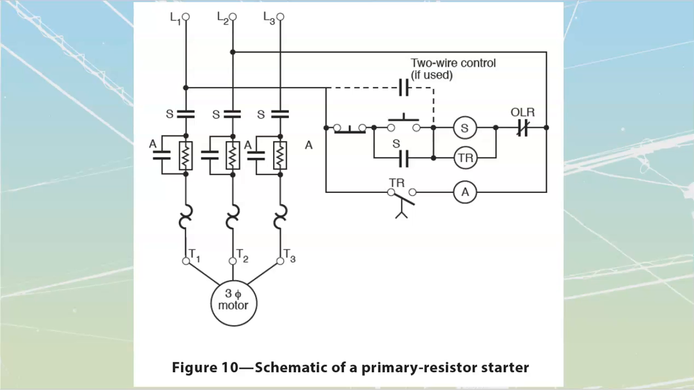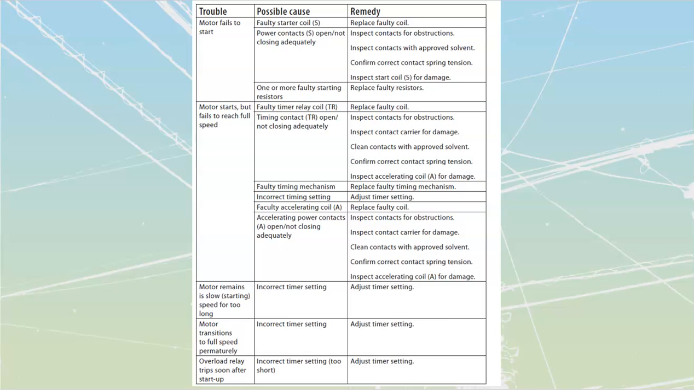Reduced voltage starting. If I'm dealing with primary resistance, I've got a bunch of charts over here that I can check that are going to tell me specifics about if a motor fails to start, if it starts but fails to reach full speed, if it remains slow too long, transitions to full speed prematurely, overload relay trips, or discolors. Go through these on your own time, up against the book itself. You don't have to do it right now, but later on, go through each of these against that.